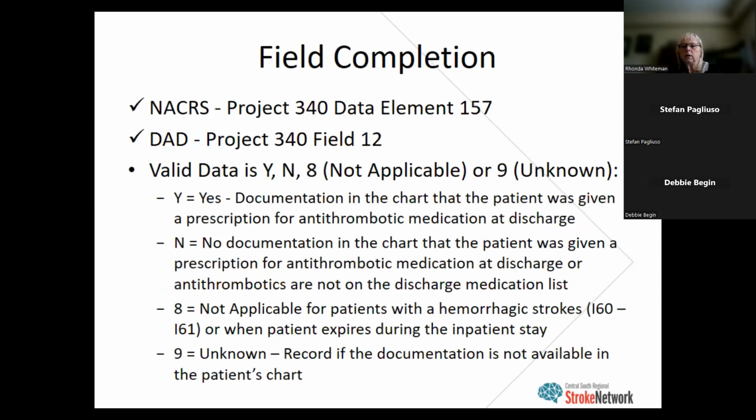So again, the completion of this special field is either yes, no, not applicable, or unknown. Yes, there's evidence of documentation, they were given a script. No, there's no documentation. Not applicable is if it's a hemorrhage or the patient dies. And 8, it's unknown, the documentation isn't clear.